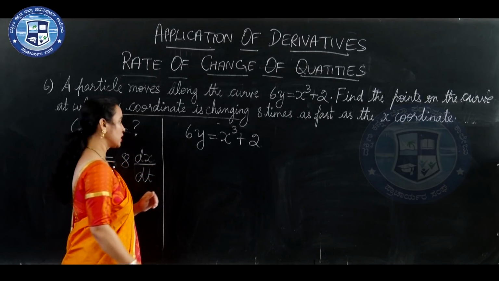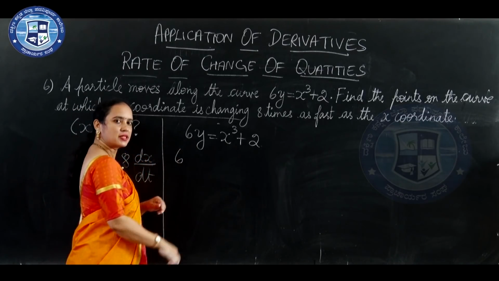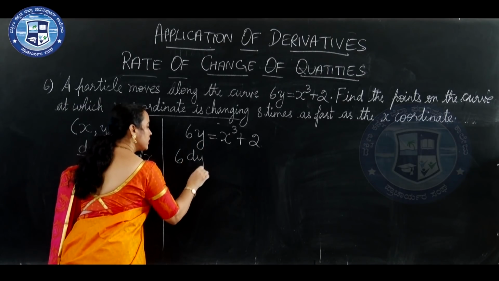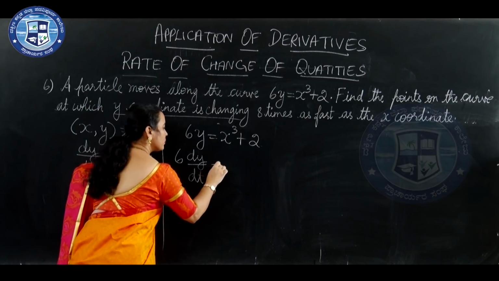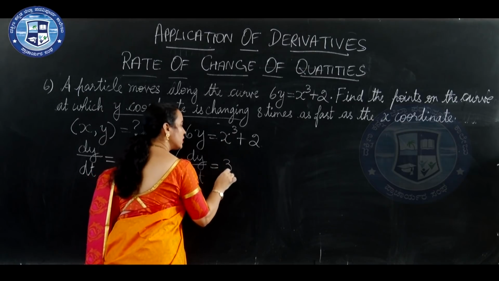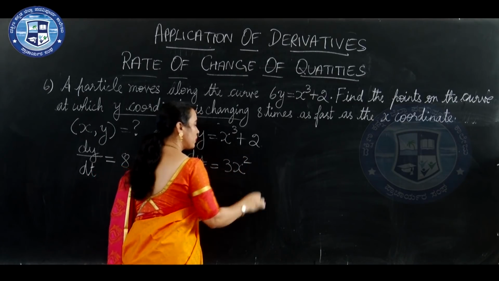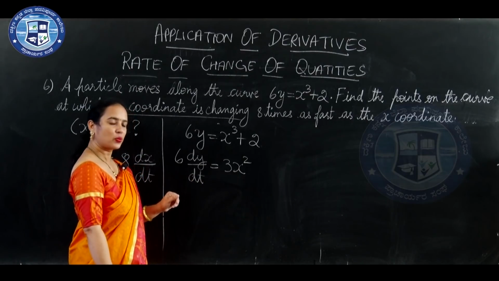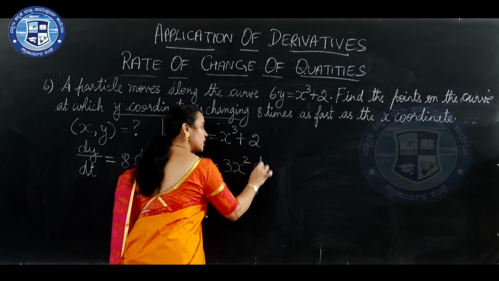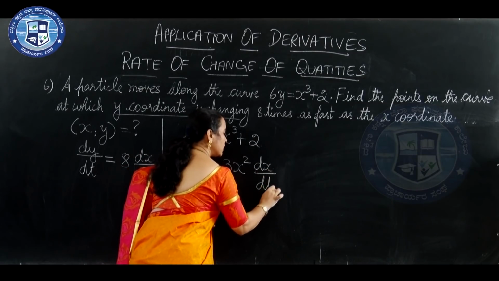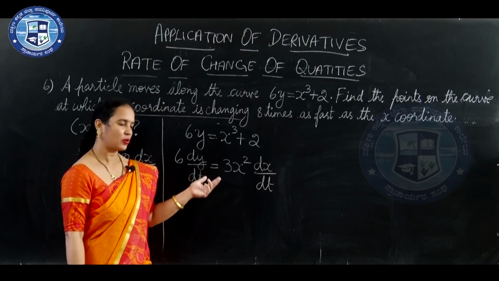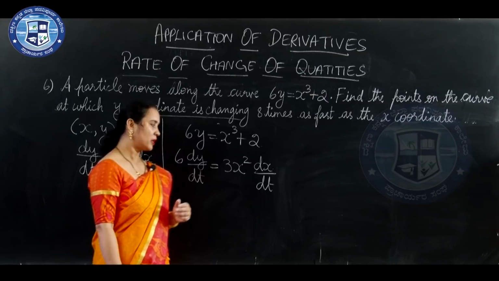Now, let us differentiate this. 6 will remain as it is. Differentiate y with respect to t. So, you will write it as dy by dt is equal to x cube. When you differentiate, bring the power down and subtract 1 from the power. So, it will be 3x square, but you are differentiating x with respect to t. So, do not forget to write dx by dt, plus 2, when you differentiate, it is 0, because when you differentiate a constant, it becomes 0.